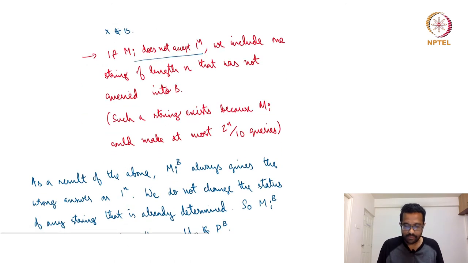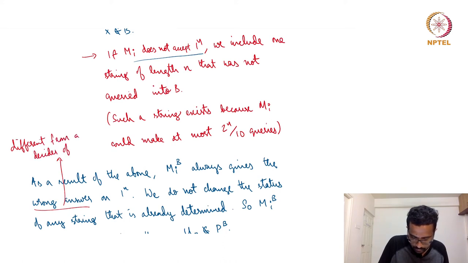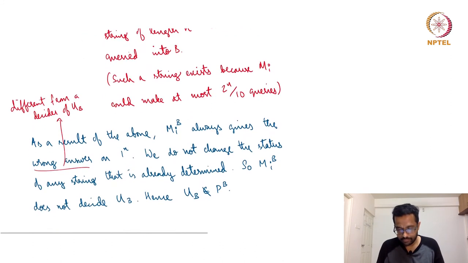So therefore, M_i^B always gives the wrong answer on 1^n. Wrong answer meaning different from a decider of U_B. Right.